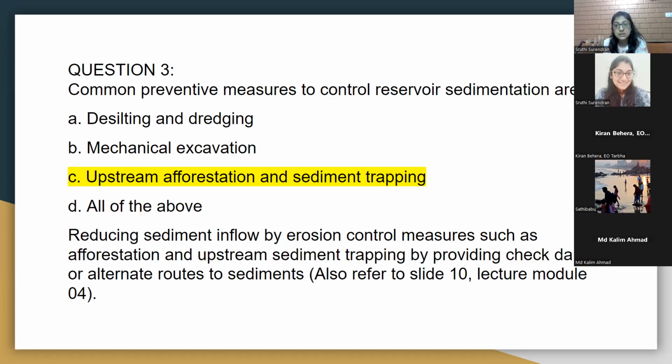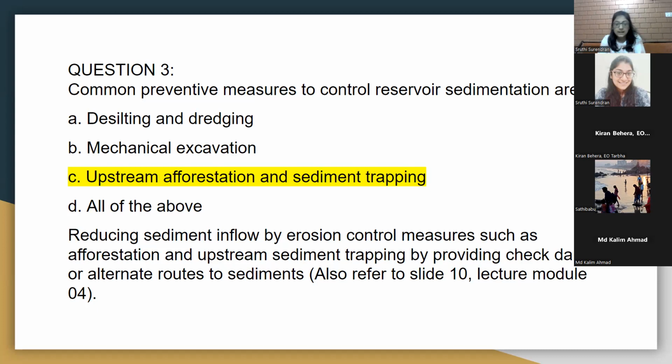Before the sedimentation can occur, one of the preventing measures is to plant more trees, the process of afforestation, and building check dams or debris dams to trap sediments. That is one of the common preventing measures that are being undertaken. So for this question, option C is the answer.